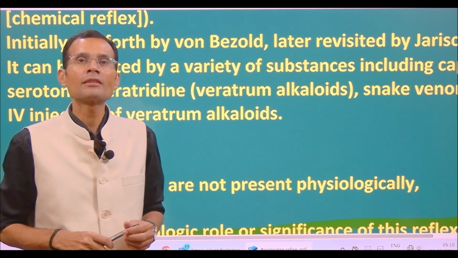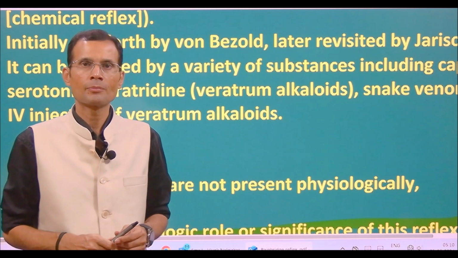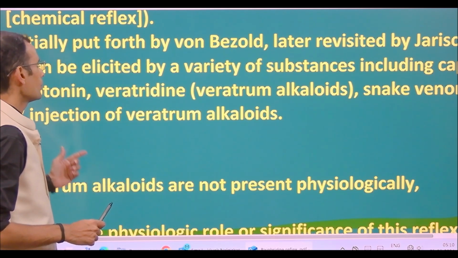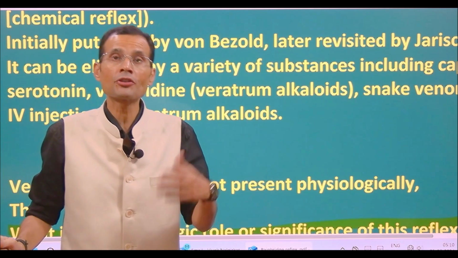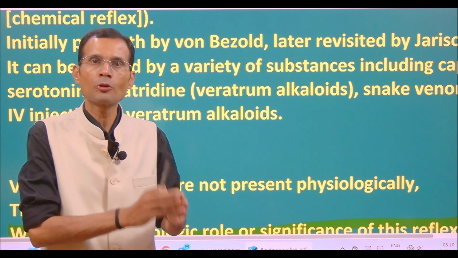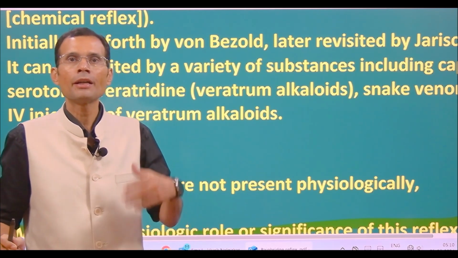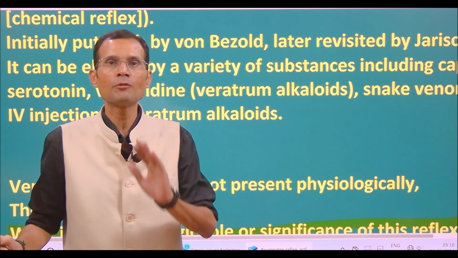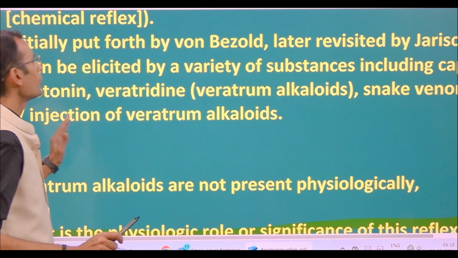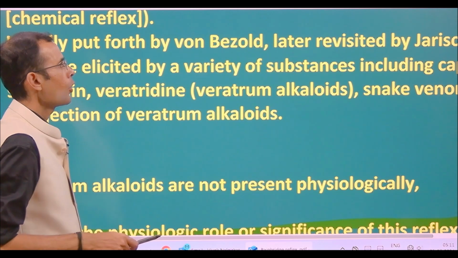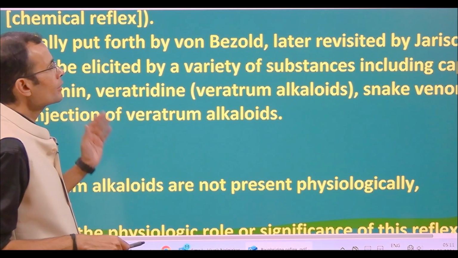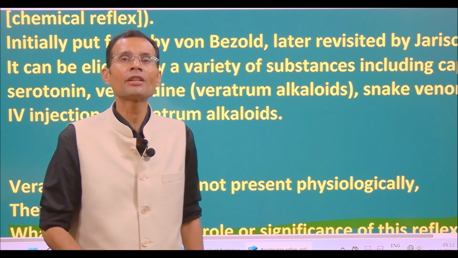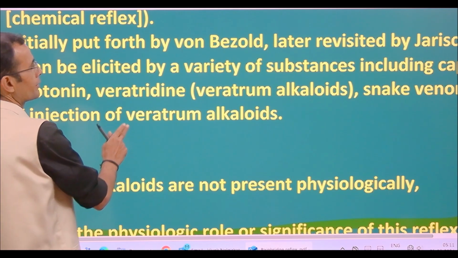While they were studying the reflex, they injected various chemicals, and that is how they found out this response. Mainly they injected intravenous veratrum alkaloids. Veratrum alkaloids were injected IV. It went into the ventricles, it went into the coronary vessels, and then it evoked the response. So veratrum alkaloids like veratridine, or capsaicin, serotonin, snake venom, nicotine, etc. These chemicals were injected. That is when they found this reflex.